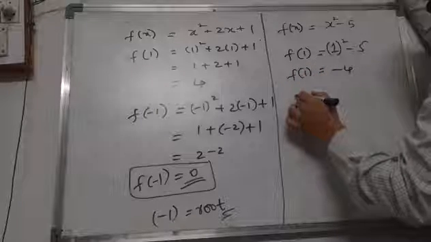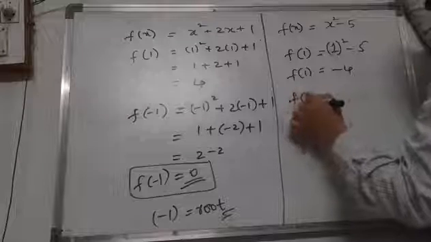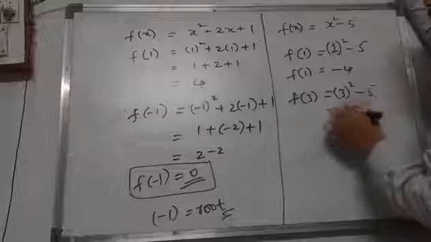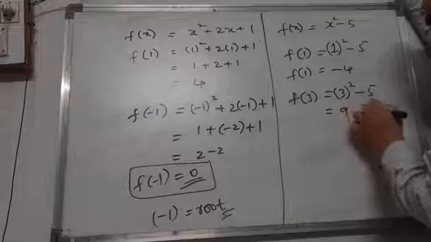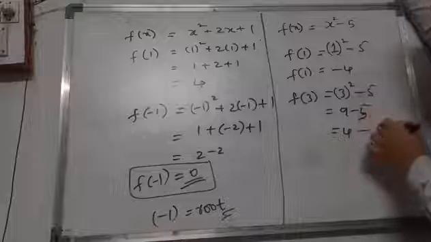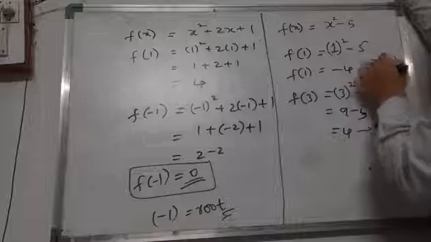Similarly, take f of 3. f of 3 is equal to 3 square minus 5, that is nothing but 9 minus 5, so that is equal to 4. So here we got a positive value, and there a negative value, right?